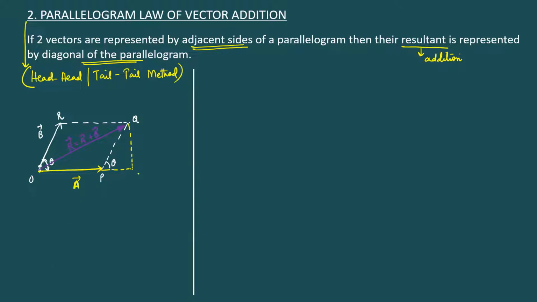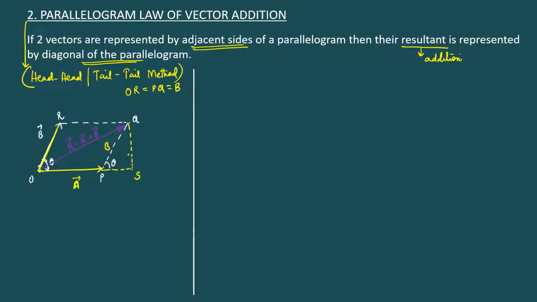Let me call this point S. Now, if this length is B, obviously this will also be B, because the two sides of a parallelogram are parallel and equal. So OR and PQ have the same value, and similarly OP and RQ also have the same value, equal to B.